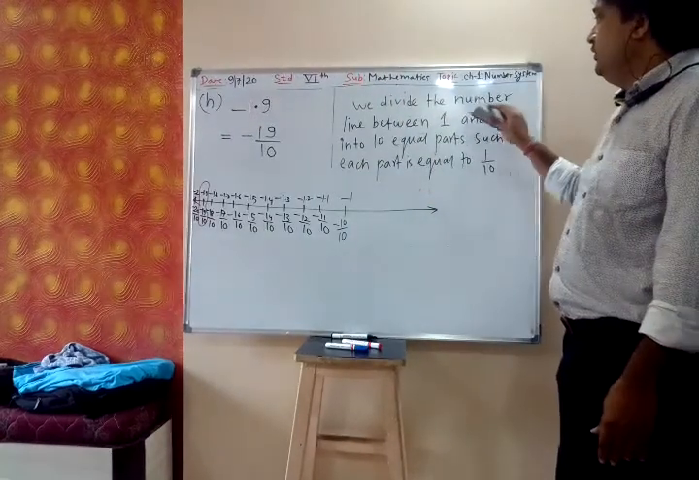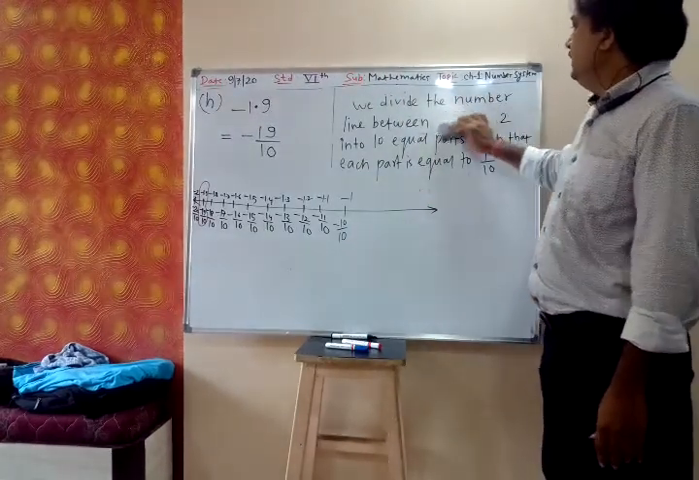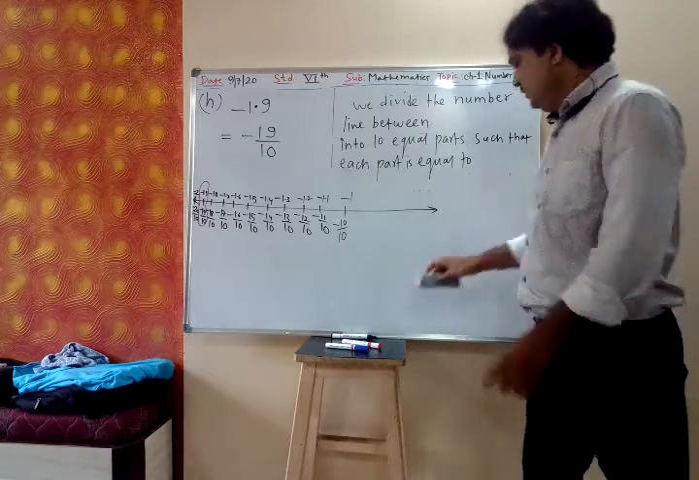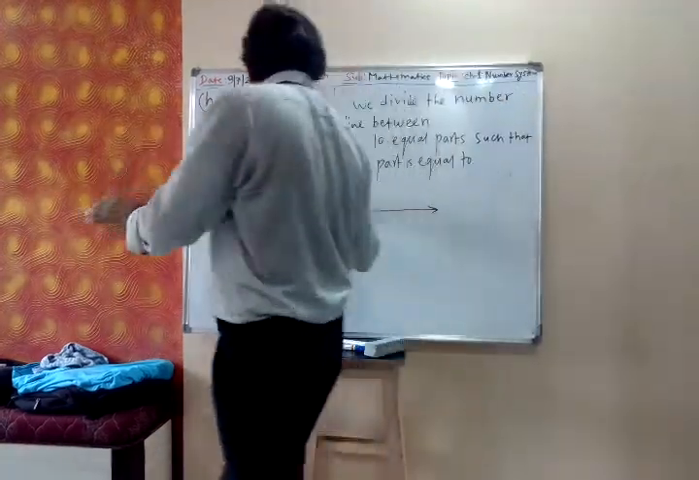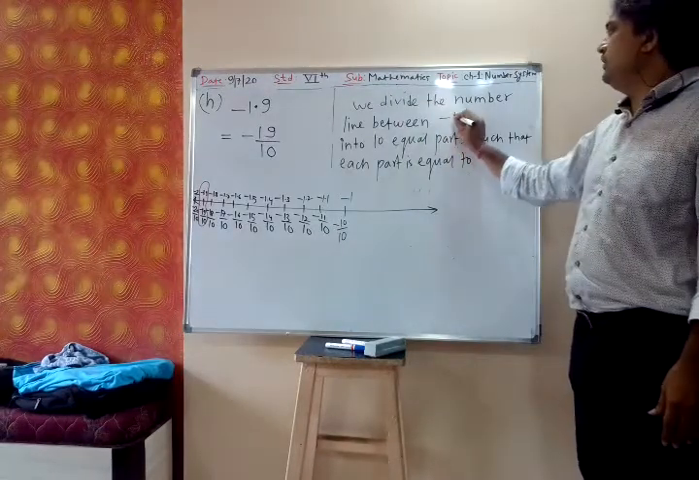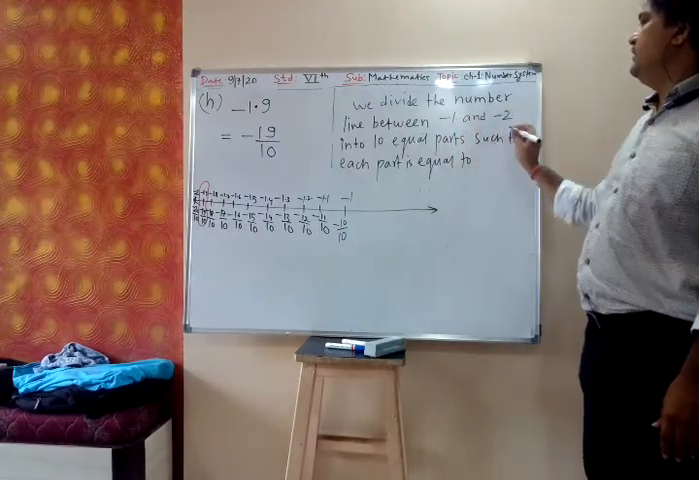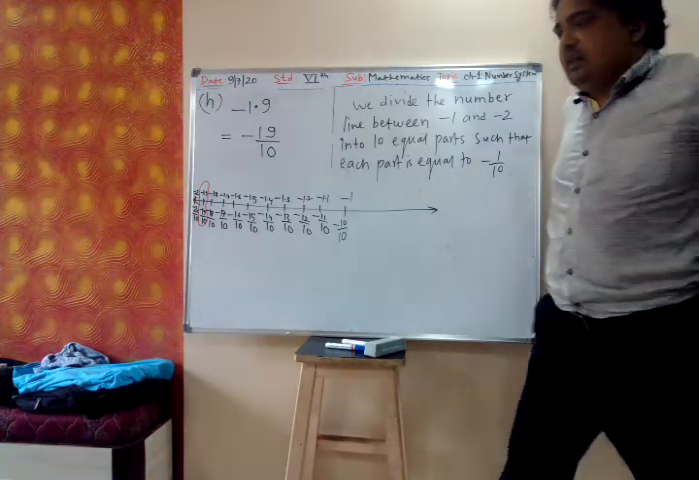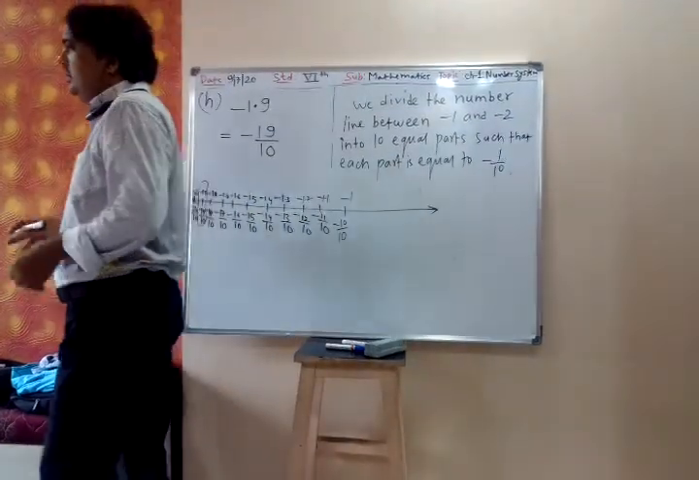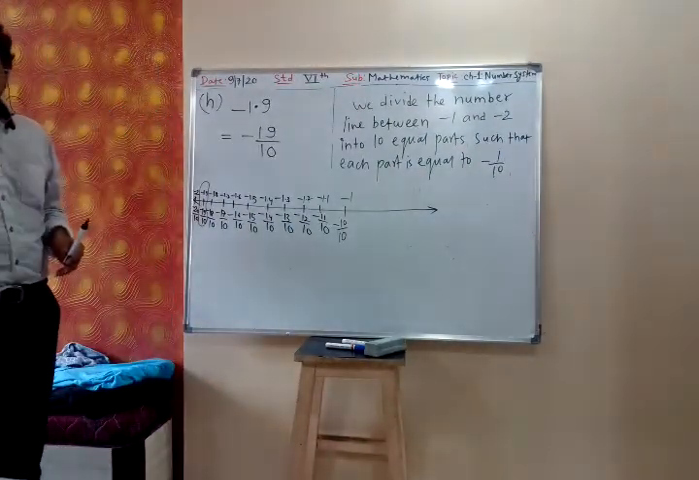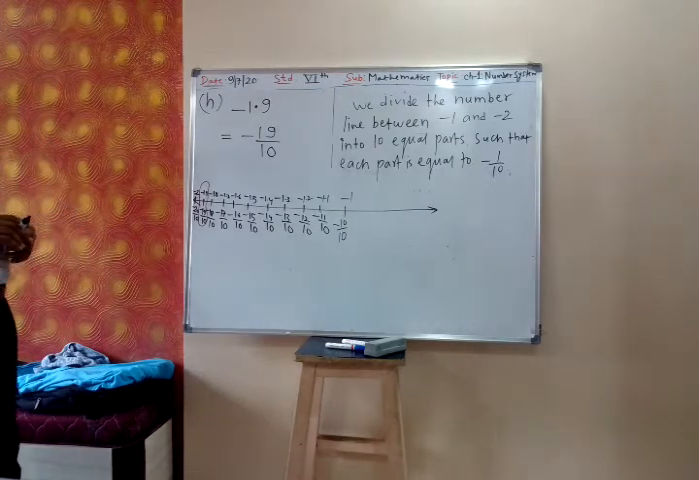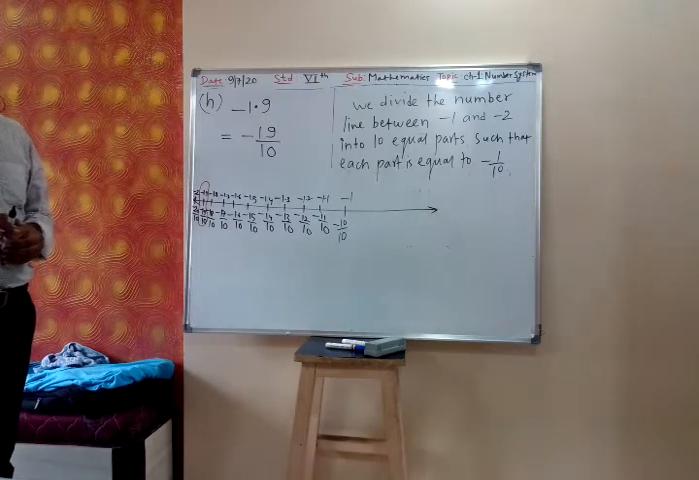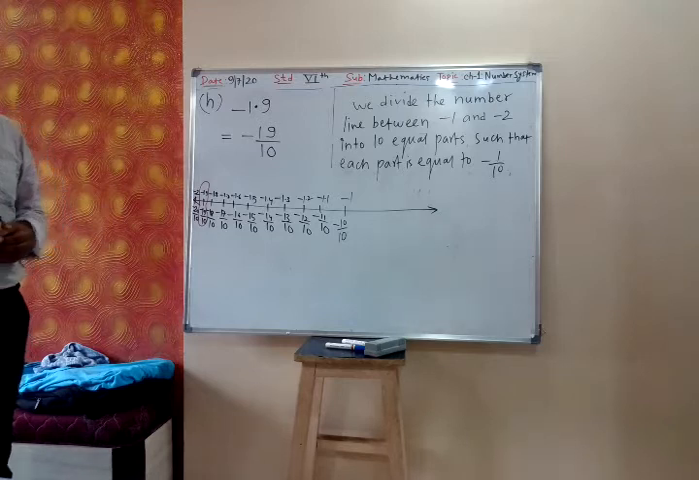Now we divide the number line between which numbers? Tell me. Yes, minus 1 and minus 2, into 10 equal parts, such that each part is equal to minus 1 upon 10. If the number is negative, the length of each part will be minus 1 upon 10.